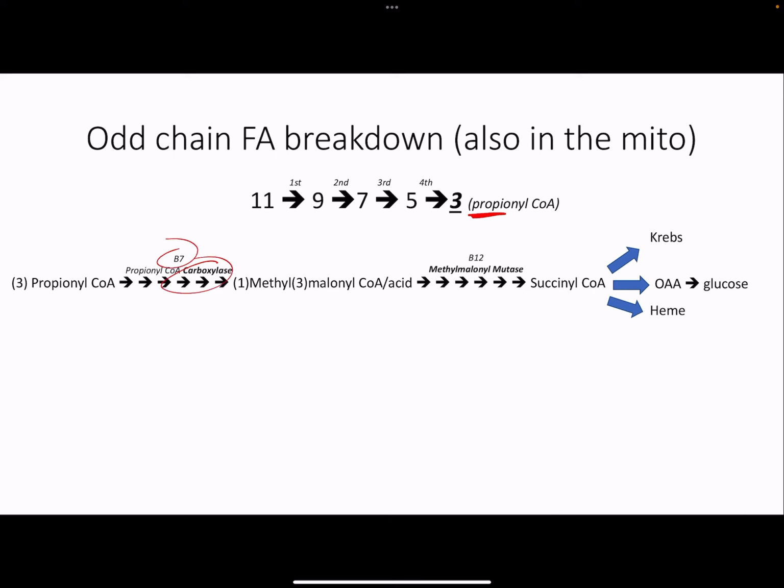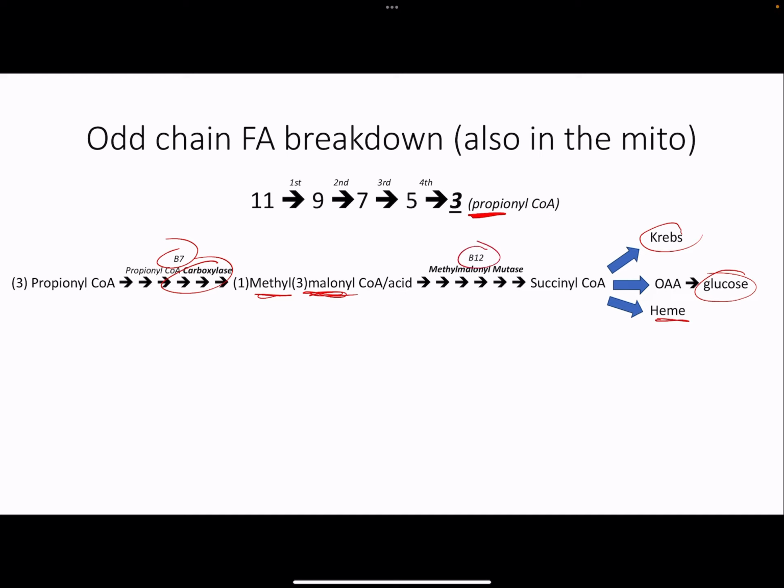Anytime you do a carboxylase, you have biotin. So I would just notice, anytime you see malonyl, it always means 3. And so this is now methylmalonyl. Methyl is 1 and malonyl is 3. So now it's 4 carbons. It's something we can deal with again. This is going to be converted into succinyl-CoA, which is part of the Krebs cycle. Or if you're in the liver, you can go ahead and do gluconeogenesis, make some glucose. And remember, it's also important for heme generation.